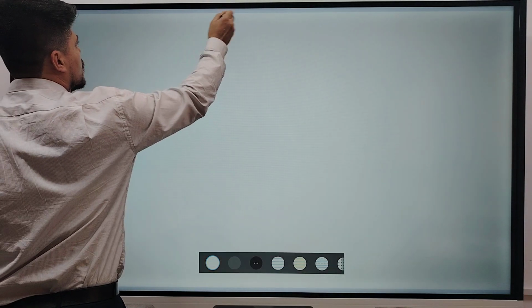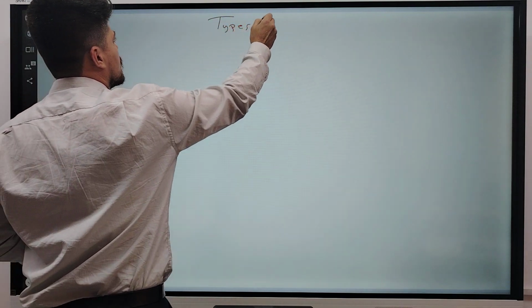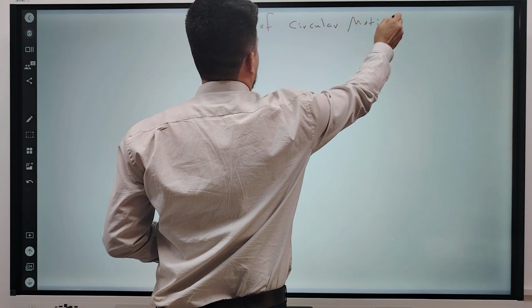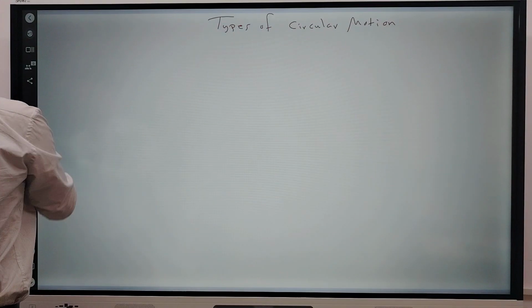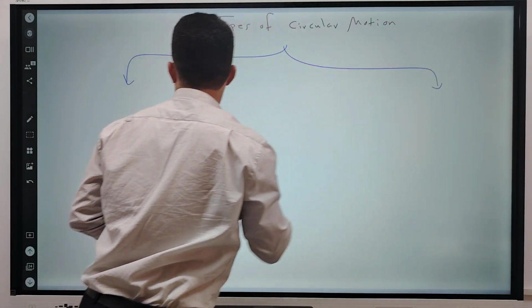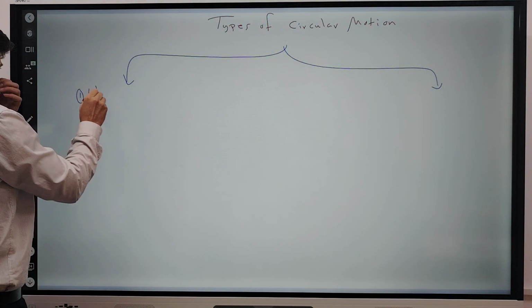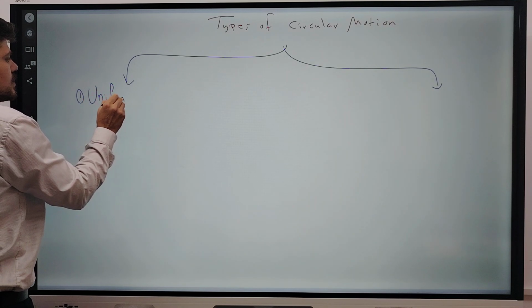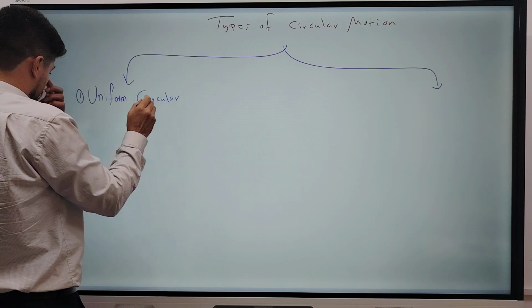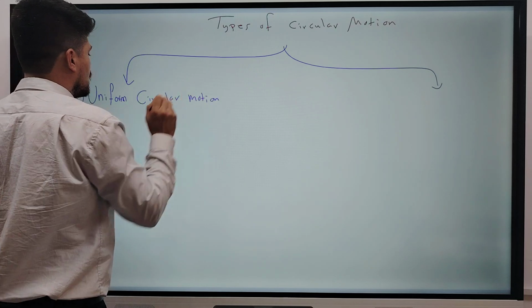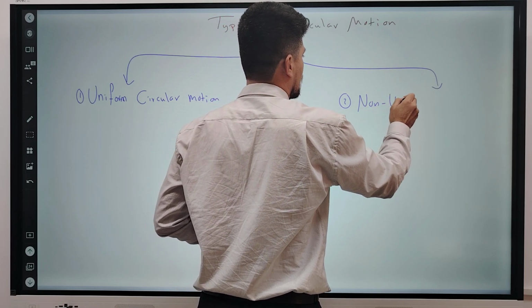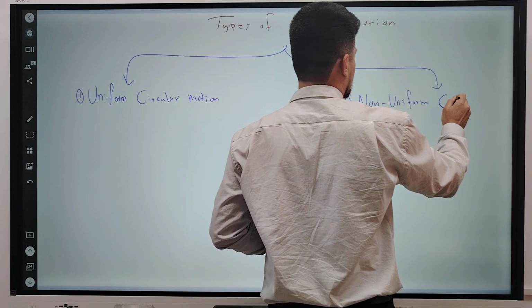We have two types of circular motion. The first one is uniform circular motion, and the second one is non-uniform circular motion.